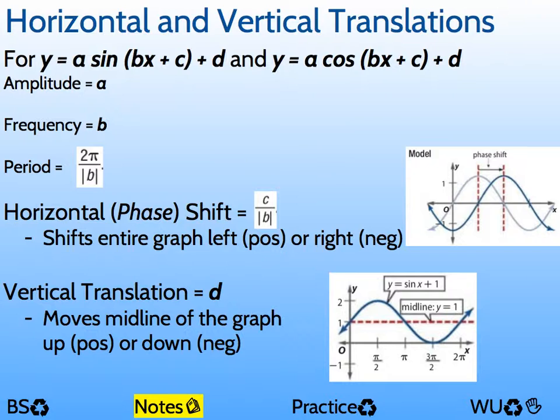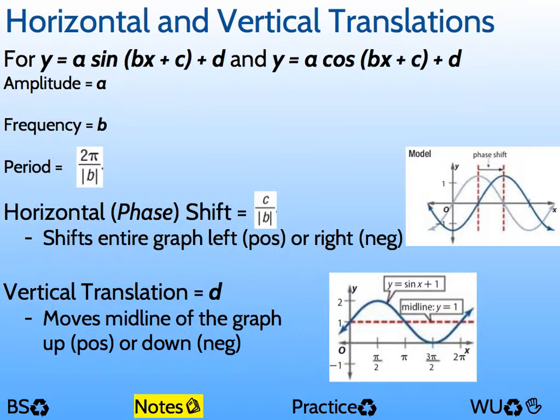Now, like quadratics, if the graph moves left, that's when C is positive. If the graph moves right, that's when C is negative. So it's opposite of what you would normally think, where right is positive and left is negative. Now, there's also vertical shifts that can happen, and that's controlled by this D value right here. And if the D is positive, it moves the graph up. If the D is negative, it moves the graph down, just like you would think, and also just like quadratics.